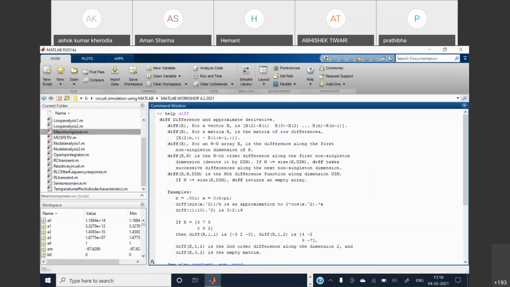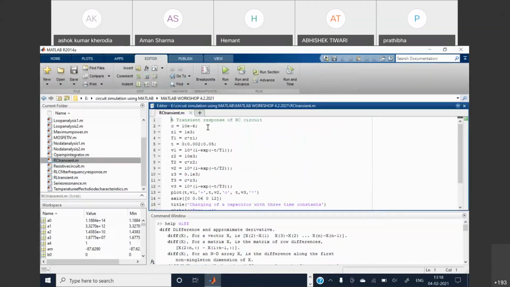Say RC transient. See here, I entered the values of C, R1. I computed time constant T1. Then I'm varying the time from 0 to some time period. I'm plotting V1, V1 equal to 10 into 1 minus exponential minus t by tau 1. That is this time constant. Similarly for the second and third, then I'm using this plot command to plot V1, V2, V3 with respect to time.